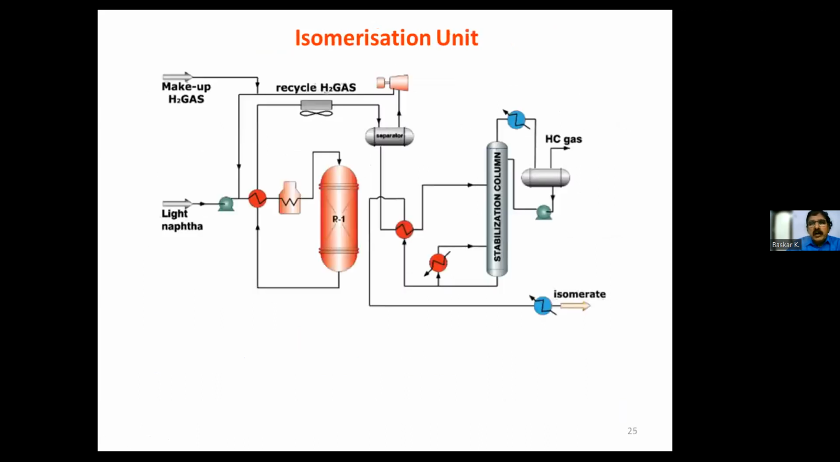Okay, and I told you that one more unit, the isomerization unit, is there, where the lighter naphtha goes to a reactor along with hydrogen. Then the bottom goes to a separator, where hydrogen is recycled for further processing. Because the hydrogen is only used as a reacting medium, it can be easily separated by a separator, and the gas is removed as recycled hydrogen gas, and the bottom goes to the stabilizer column, where the bottom is taken out as isomerate.